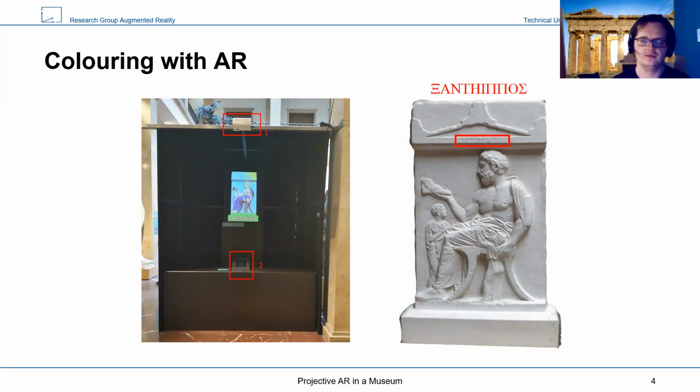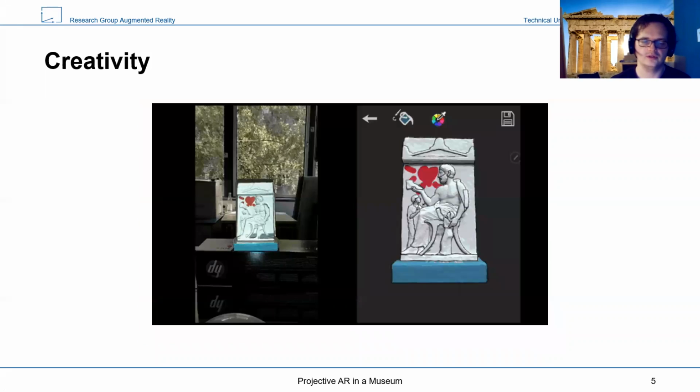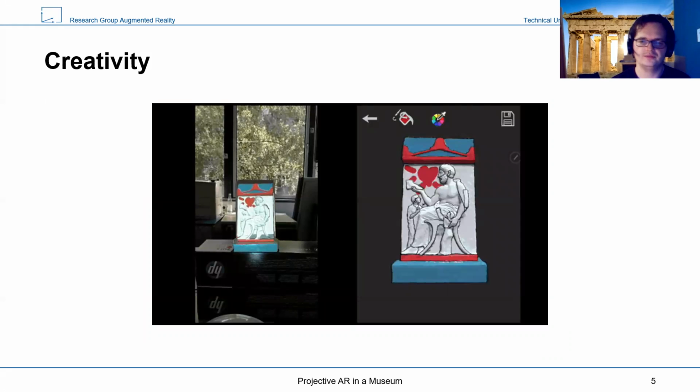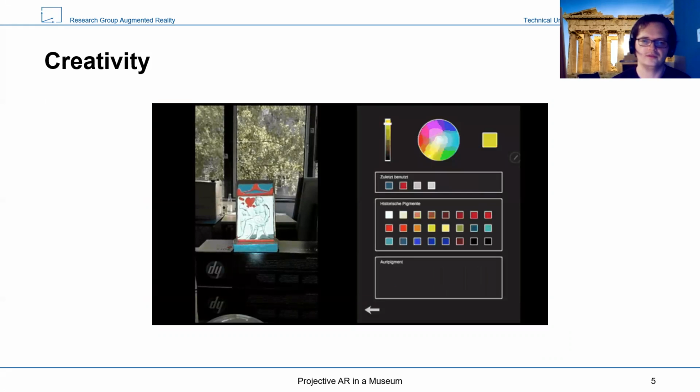So now we want to bring this information to the visitor, to the user, but we will also give the visitor the opportunity to color the ancient stele. So we have two modes, and I will show you at first the creativity mode. The creativity mode, as I said, is for coloring the stele.